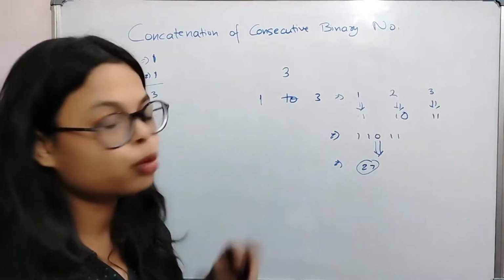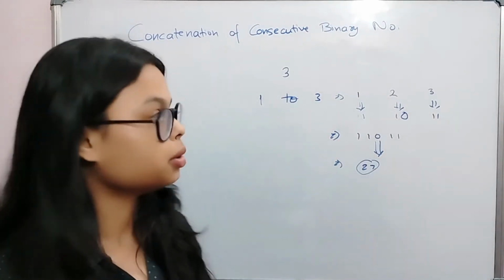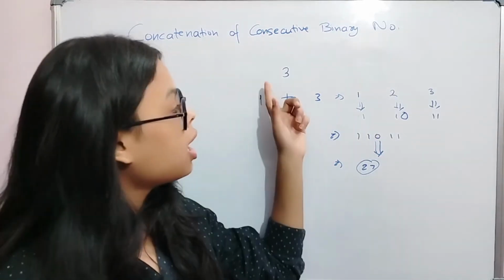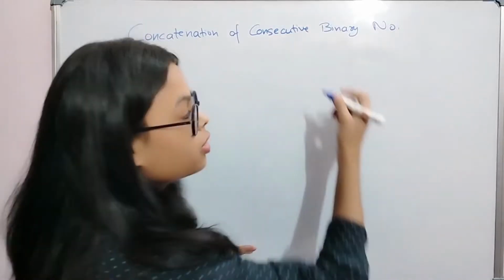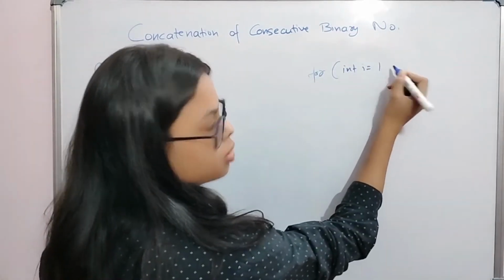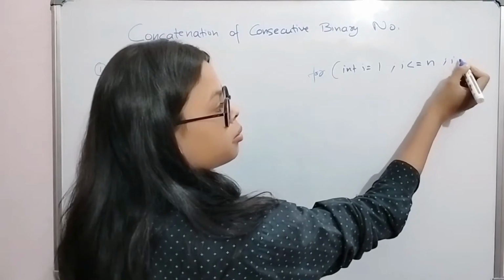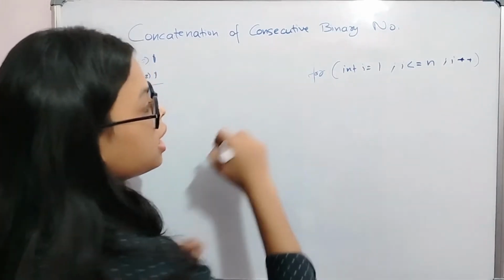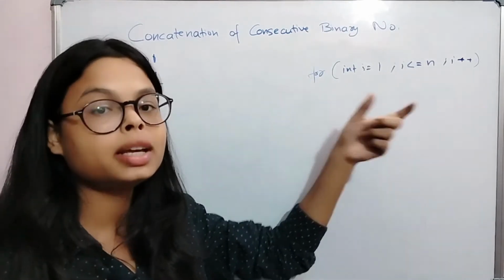So for this question, what approach can we go through? The first thing that can come to our mind is that we will have a for loop from 1 to that number n. So let's have a for loop with int i equals 1, going till n, with i plus plus. Next, we convert each decimal number to its corresponding binary number.